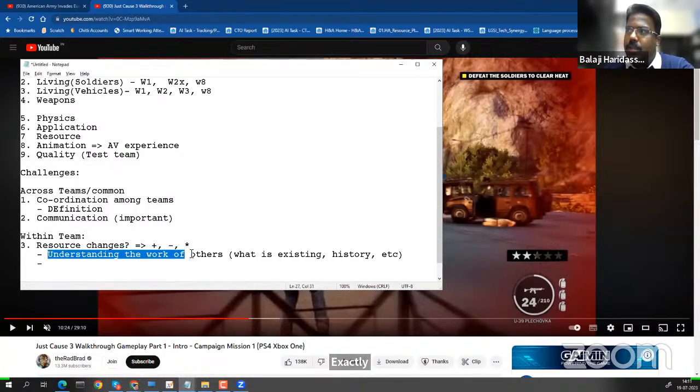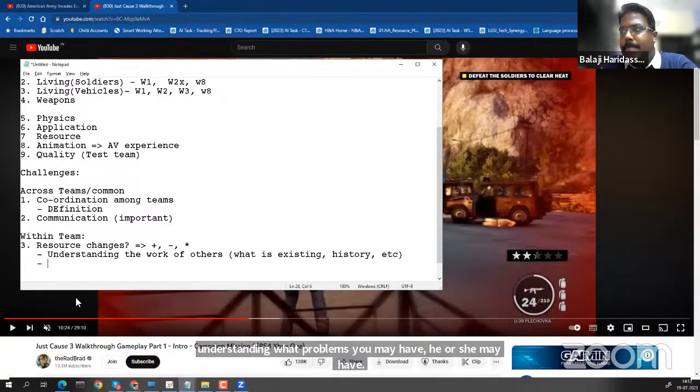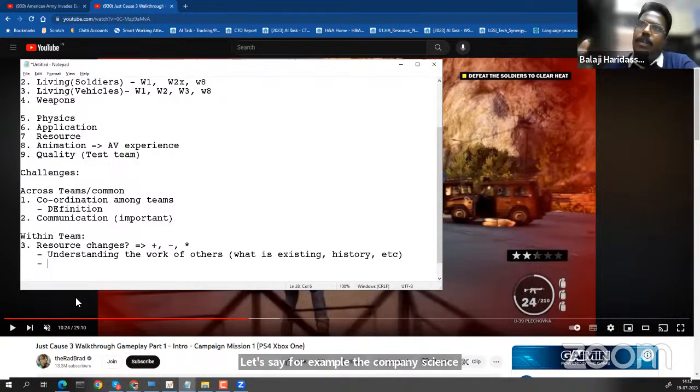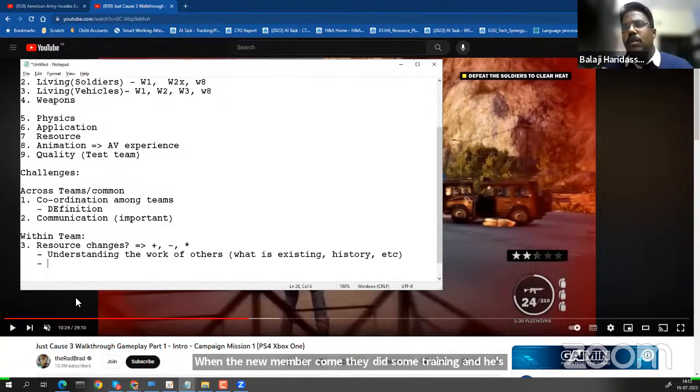Maybe this understanding can be created in some ways, which we will discuss. Now, assume that person has understood. After understanding, what problems he or she may have? Let's say, for example, the computer science department has created some code and some documentation. When the new member comes, they do some training and he's able to understand. Now that member wants to change something in this code so that he can do a better presentation to his students. From this point of view, can there be any difficulty?